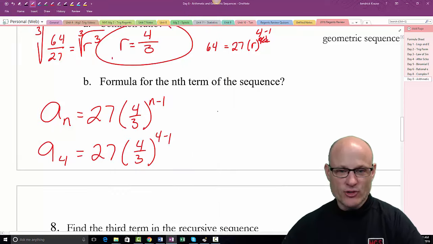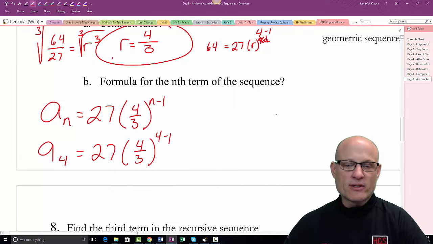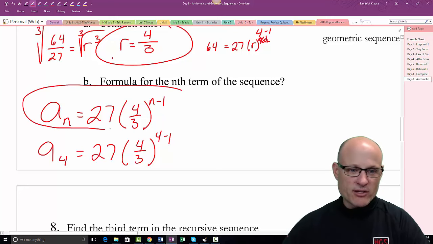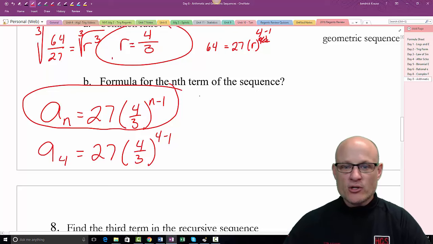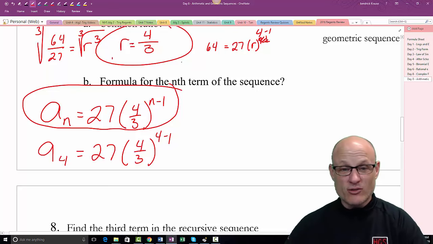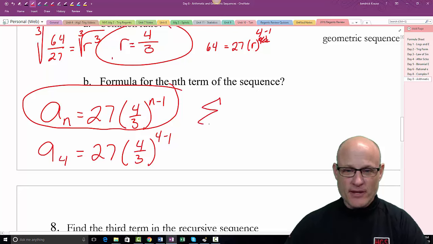Now, what if I said, okay, I got the sequence, I got this formula. This is the formula. And I said, okay, what's the sum of the first 8 terms? So, you could just try to add all those up. Man, they're going to get crazy. And you could get some really freaky, crazy decimal or fraction, and you don't want that. So let's just use the summation button.